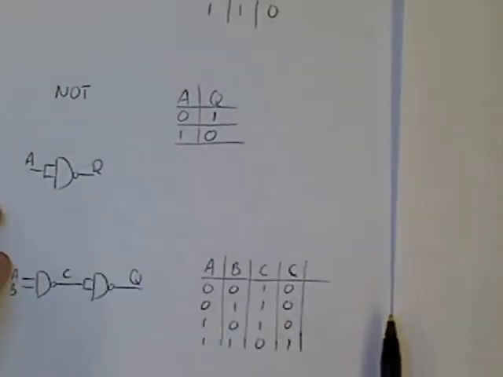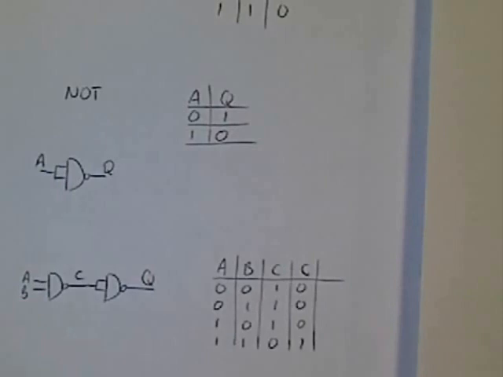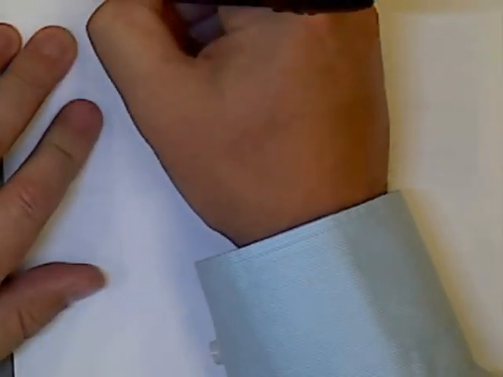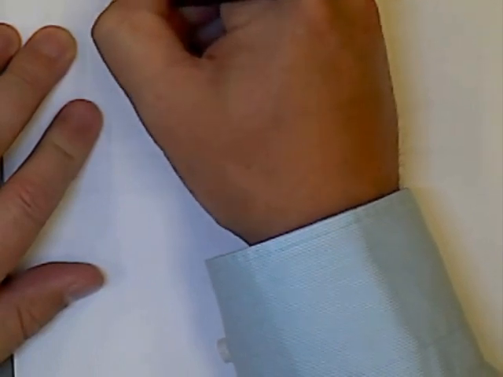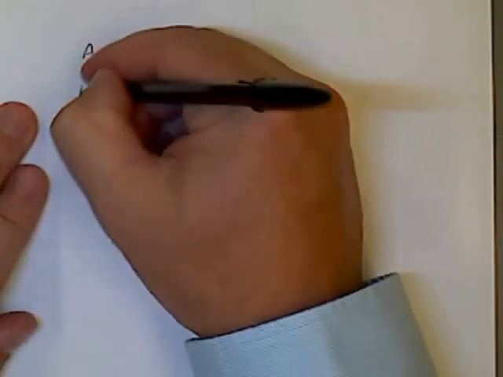I'll leave it up to you as an exercise to look up the different gate arrangements for the different gates. I'll write down what the gates are. So we've got 7 different types of gates, and we've seen 3 already. We've seen an AND and a NAND. We've seen a NOT.